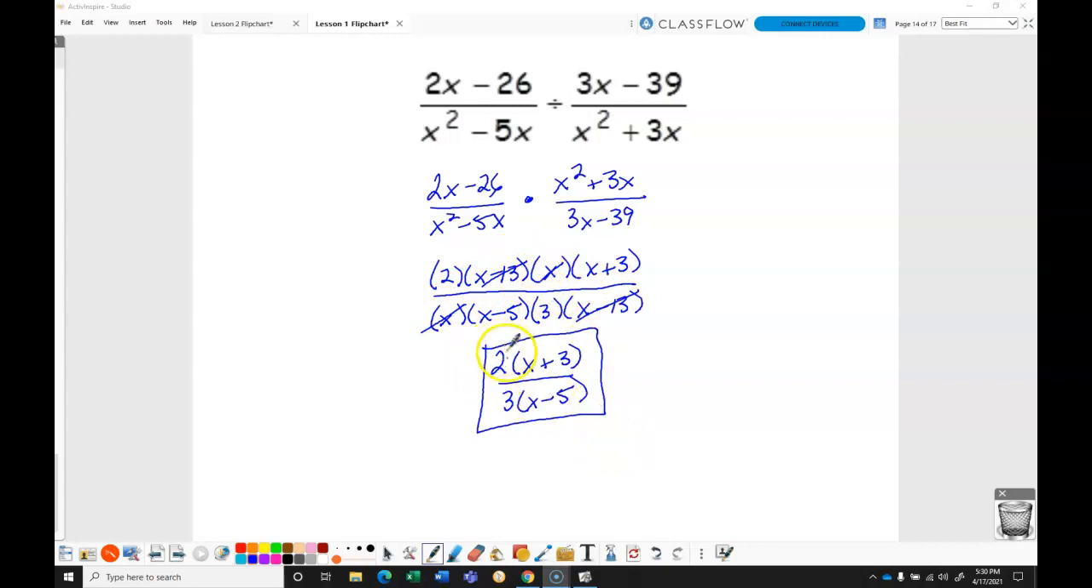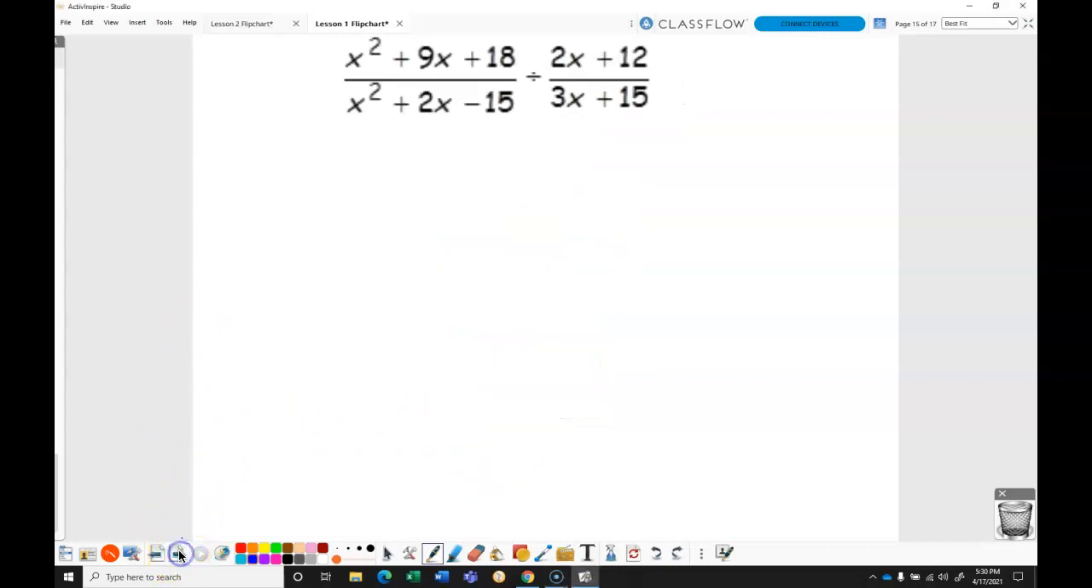You don't have to put parentheses around the individual numbers in front. You can, doesn't hurt, but they're not necessary. Okay, let's try another one. This is division again. Okay, so see what you can do, and then I'll put up the solution.